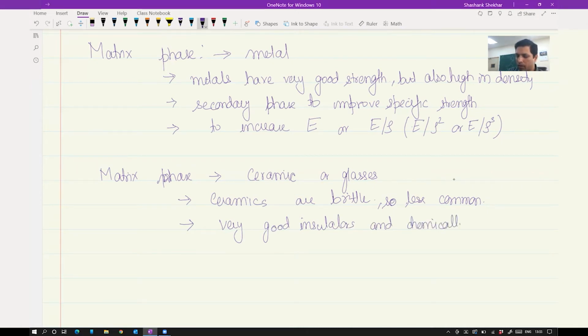So in some cases where you want good insulation, or you want to use it in a chemically active environment, ceramic matrix composites would become a good choice. And you will have to strengthen it with a secondary phase, which will improve its toughness, because we know the weakness of the ceramic is toughness. So the secondary phase would be used in a way that it improves the toughness.